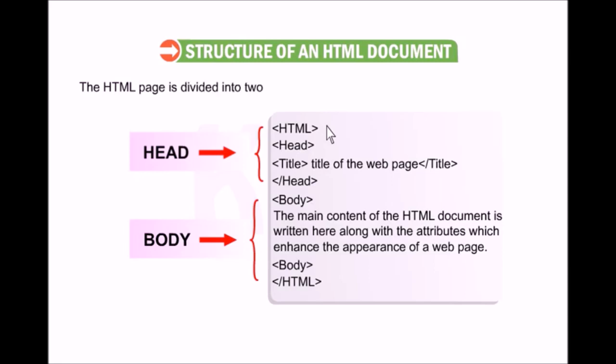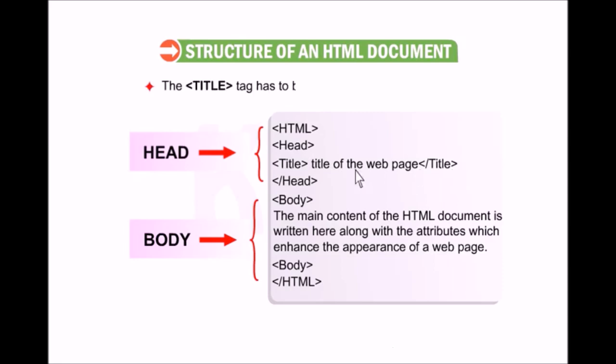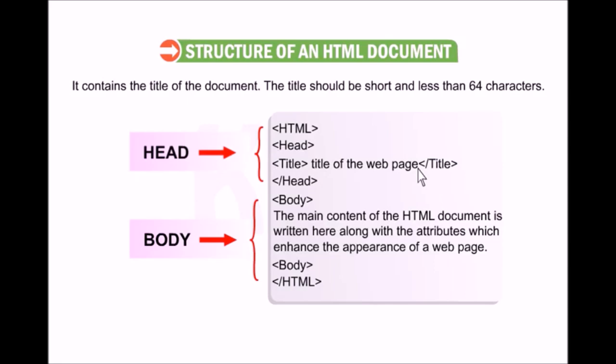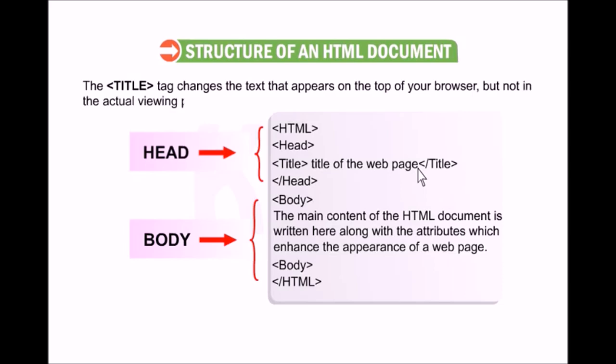The HTML page is divided into two sections: the header, head, and the body, body. The header is where you put information that is important about the web page, but you cannot see it in your browser window. The title tag has to be given within the head tags. It contains the title of the document. The title should be short and less than 64 characters. The title tag changes the text that appears on the top of your browser, but not in the actual viewing pane.